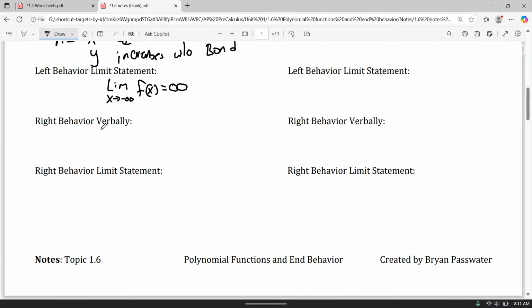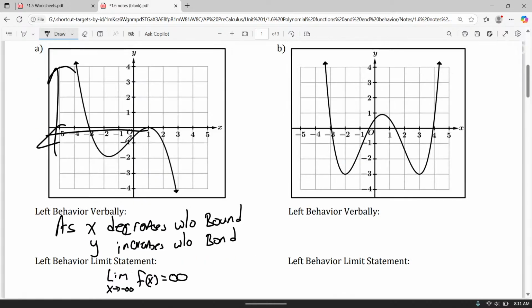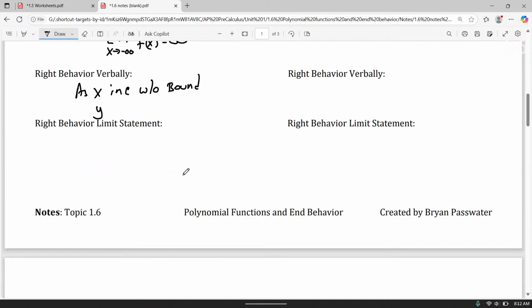Oh, and now I have to do right. Verbally: as x increases without bound, y, you have to look, decreases because it's going down. Y decreases without bound. LIM, x goes to positive infinity, f of x is positive... negative. There we go. I fixed it.